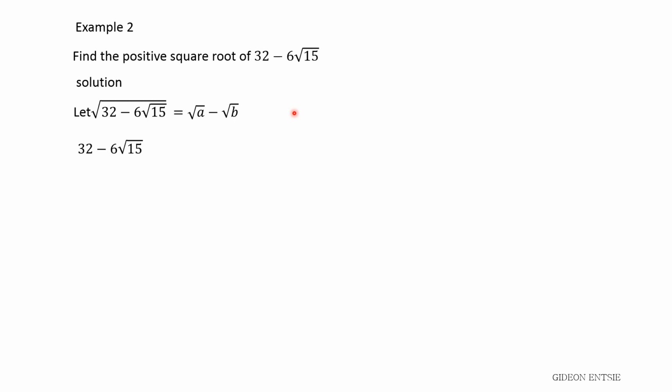Now squaring both sides of the equation, we get 32 minus 6 square root of 15 equal to the square of square root of a minus square root of b. Expanding the right hand side, we get a plus b minus 2 square root of ab. By comparison, we get a plus b equal to 32. Therefore, a is equal to 32 minus b.